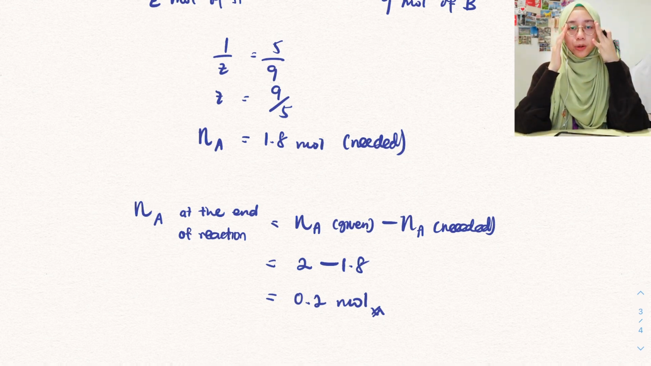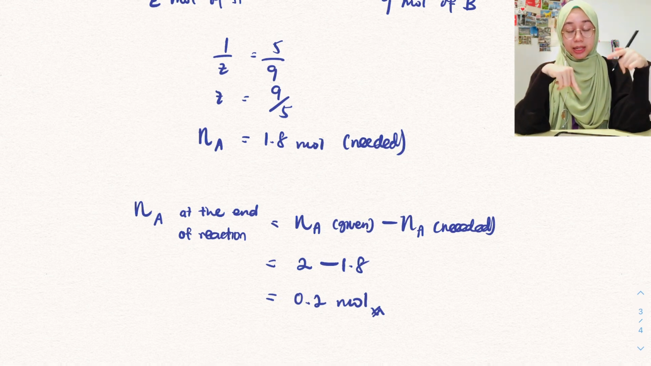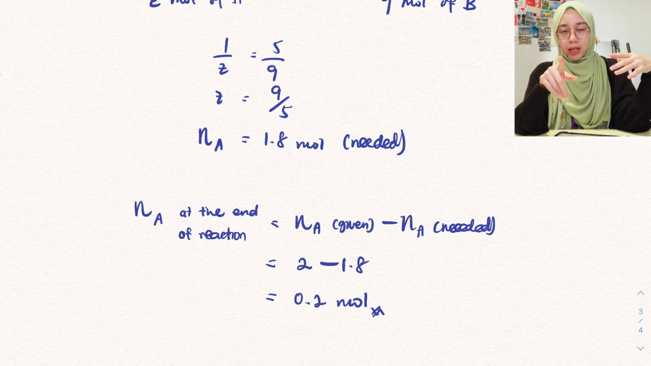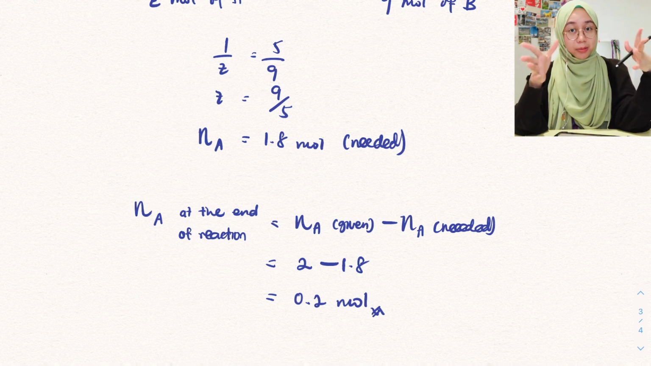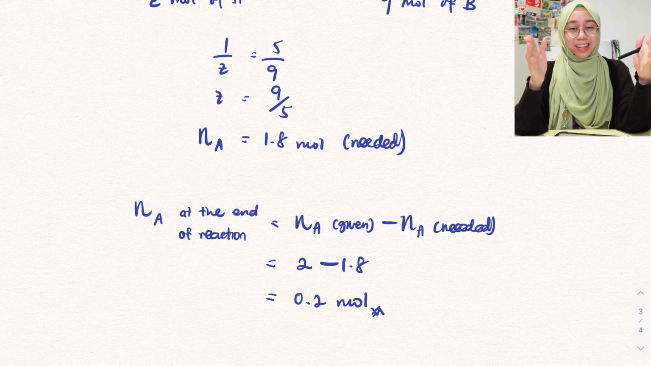Okay, but I have a question to you now. So ini adalah mol untuk A, excess reactant, ada baki, which is 0.2. So at the end of reaction, now once the reaction stop, what about mol of B at the end of reaction? Dia ada berapa banyak? What is the amount of B at the end of reaction? Okay, so try to think of the answer for this. I will tell you at the end of the video.